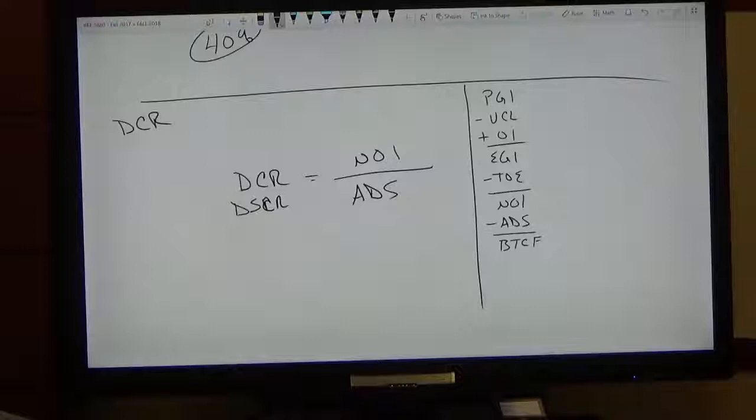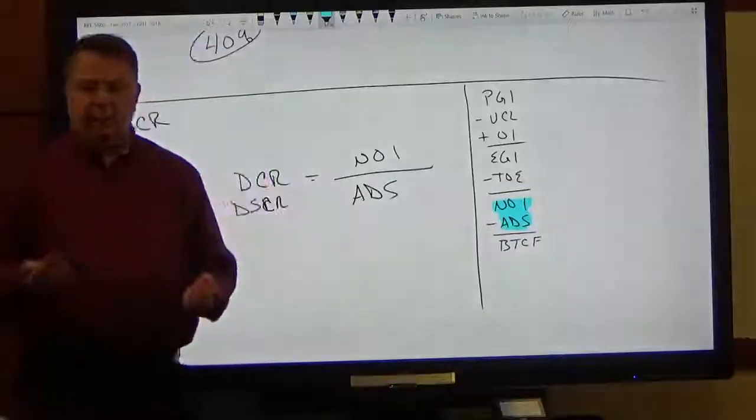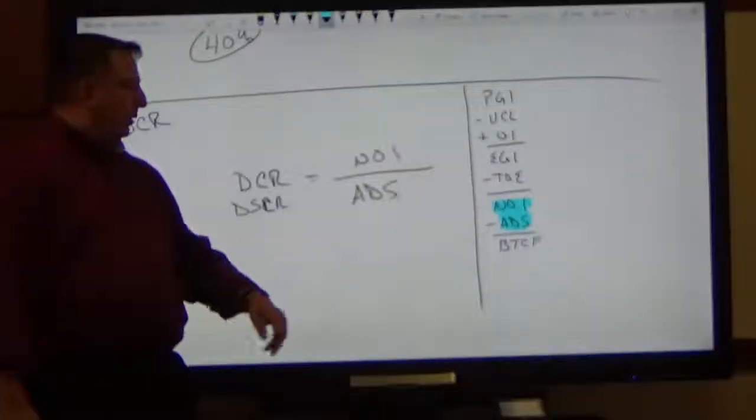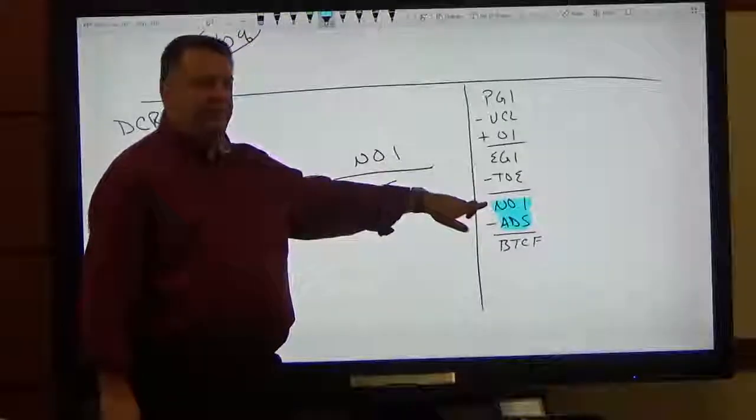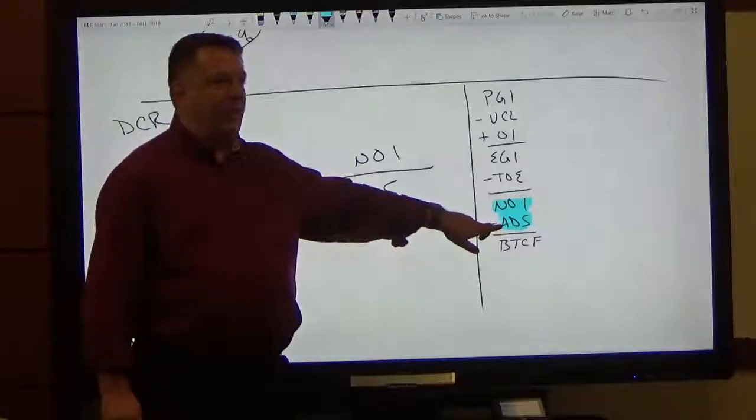So what we're doing with the debt service coverage ratio is we're just simply focusing on those two components of the income stream: the net operating income and the annual debt service. The lender is pretty much only concerned with, do you generate enough net operating income to be able to pay me? That's really what this whole ratio boils down to.